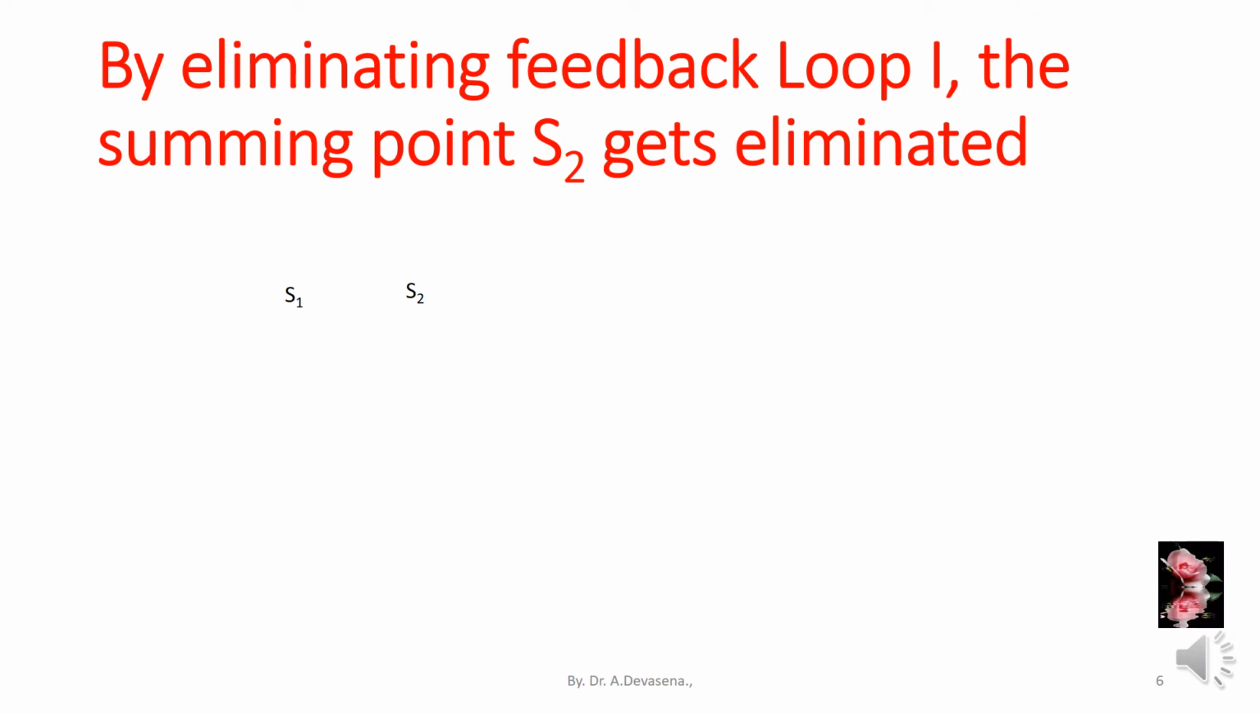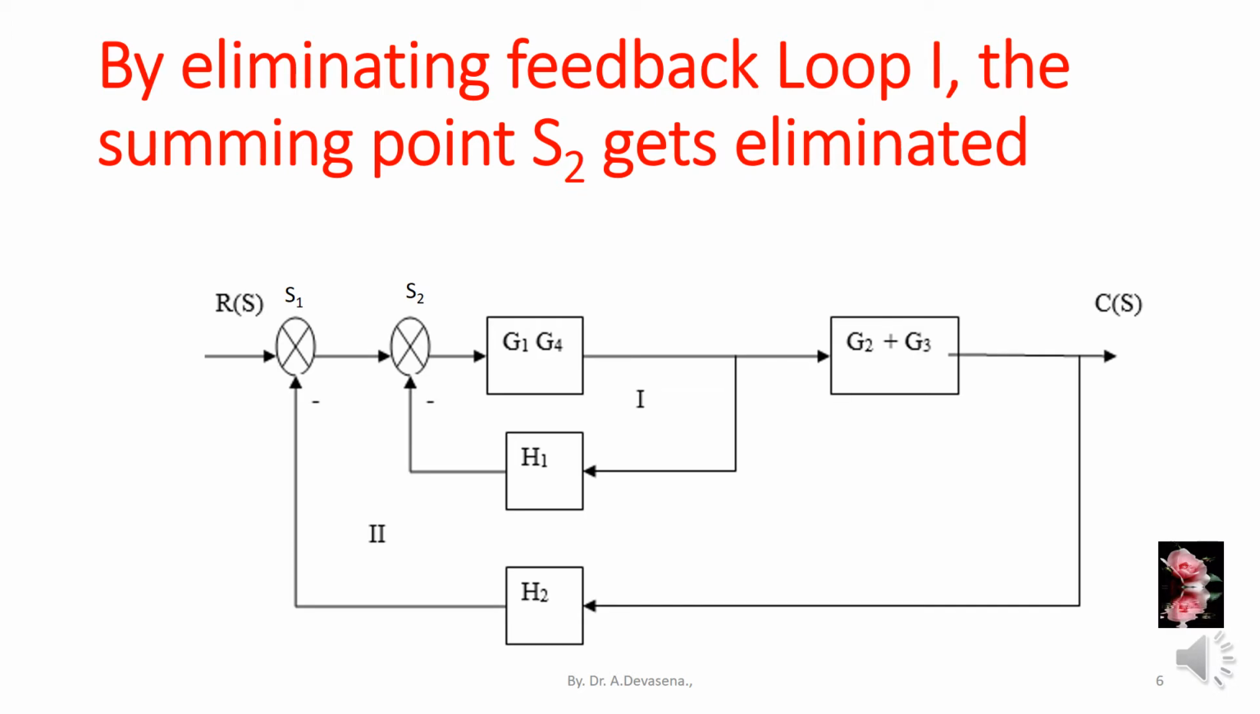By eliminating feedback loop 1, the summing point S2 gets eliminated. This is the representation. Here in this diagram, this indicates feedback loop 1. First we have to eliminate the inner feedback loop. Then we have to eliminate the outer feedback loop. By eliminating this feedback loop, the summing point S2 gets eliminated. This is indicated in the diagram.